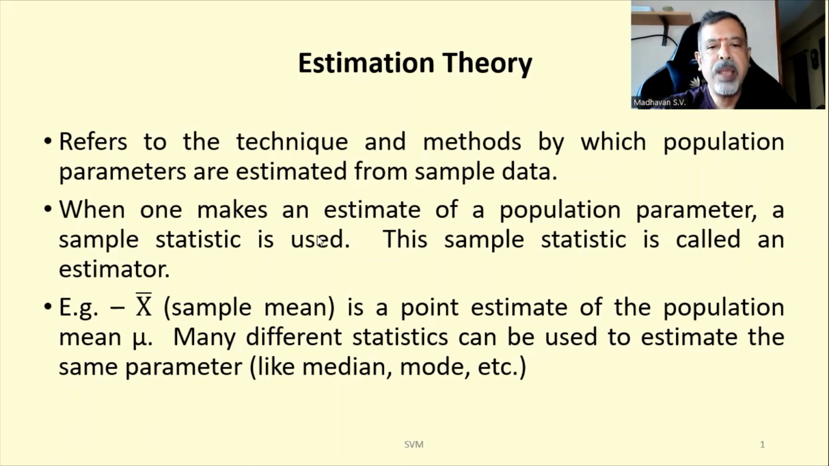When one makes an estimate of a population parameter, a sample statistic is used. This sample statistic is called an estimator. Example, X bar, that is sample mean, is a point estimate of the population mean mu. Many different statistics can be used to estimate the same parameter. Here I am trying to find out the average, but I can also use median or mode, depending upon the situation.